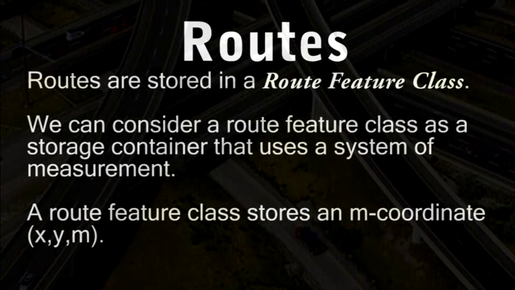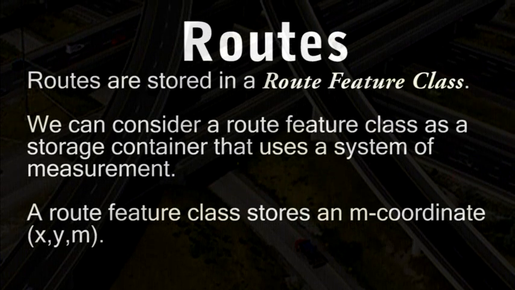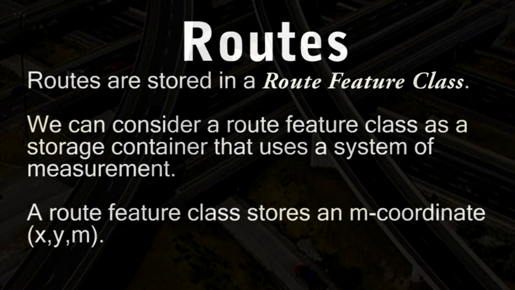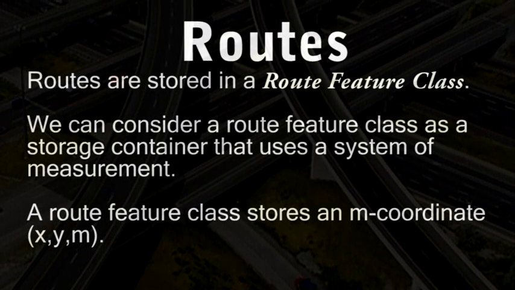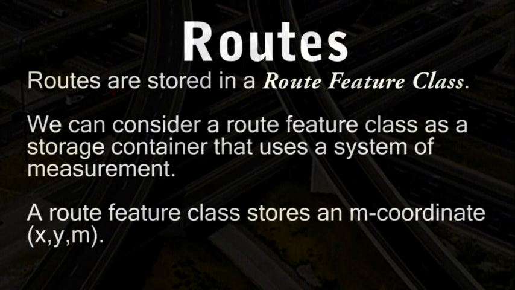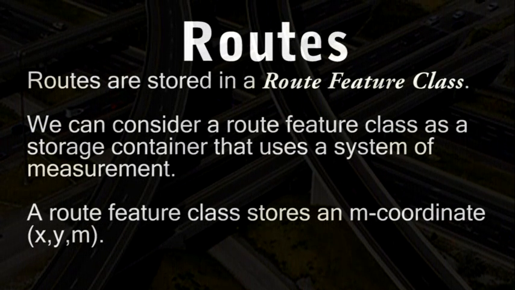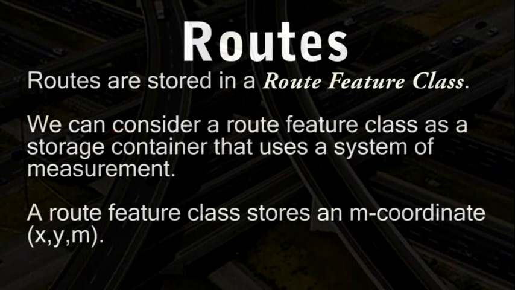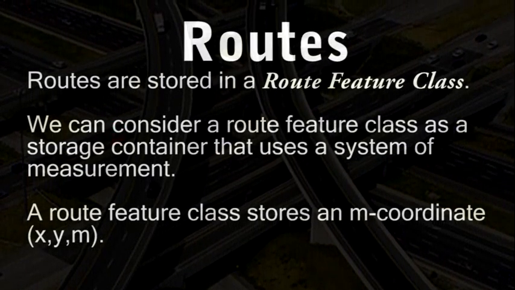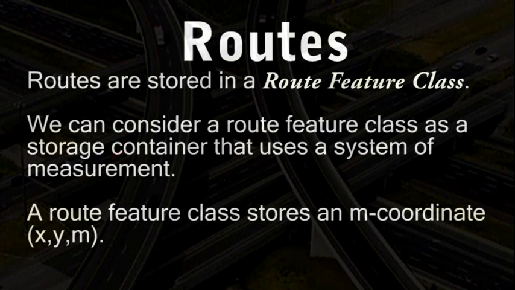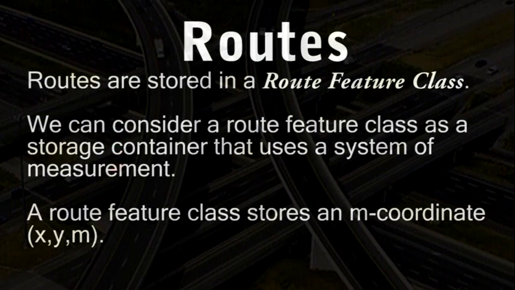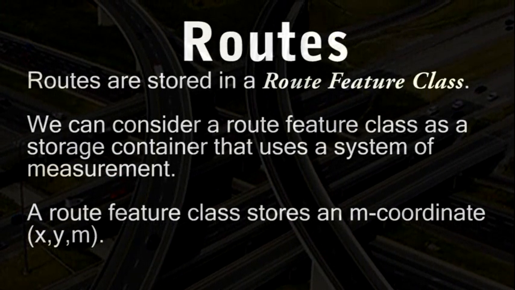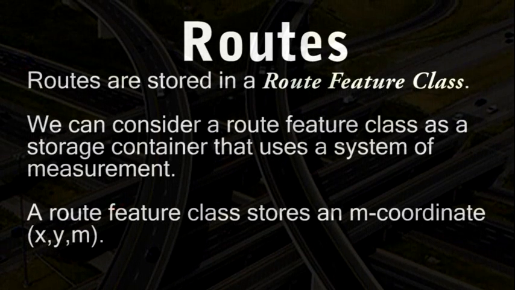Keep in mind, too, that routes are stored in a route feature class. An important aspect of a route is an M value. We can think of M values as simple measure values stored in the vertices of a feature. These measure values, or M values, can then be used to measure the distance along a linear feature. Recall that a polyline is a linear feature, which is often referred to as a path, and a polyline, poly meaning many, is made up of multiple paths connected by a vertex or vertices.